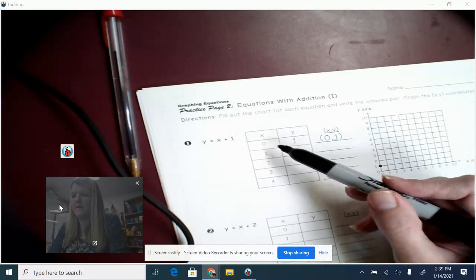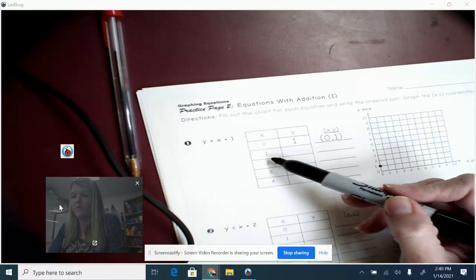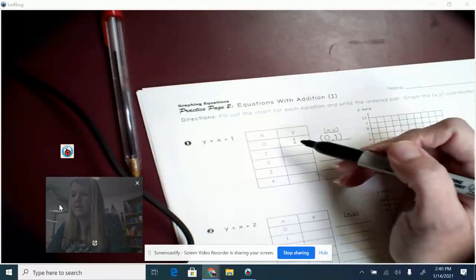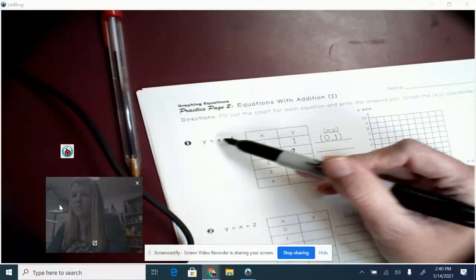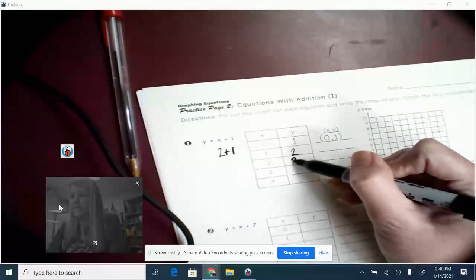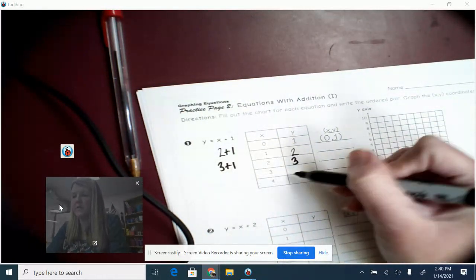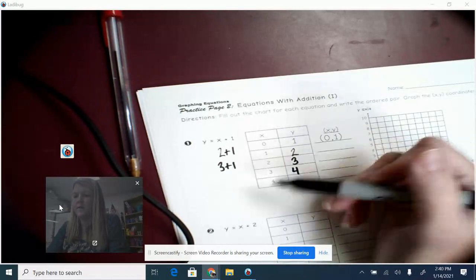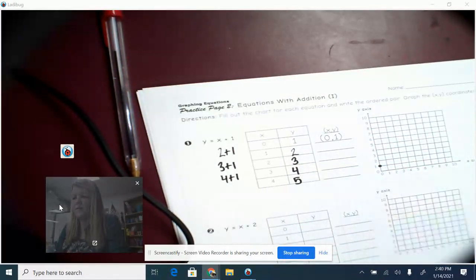So they've already done 0 plus 1, and they've got 1. So we're going to do 1 plus 1, which gives us 2 for y. And then 2 plus 1, that gives us 3. And then I've got 3 plus 1, which will give us 4. And then 4 plus 1 gives us 5 for y.